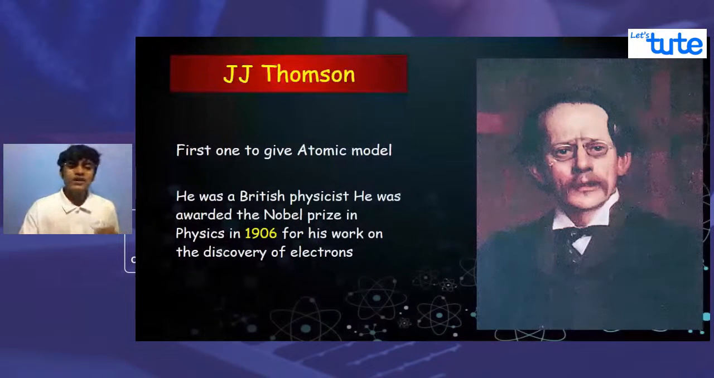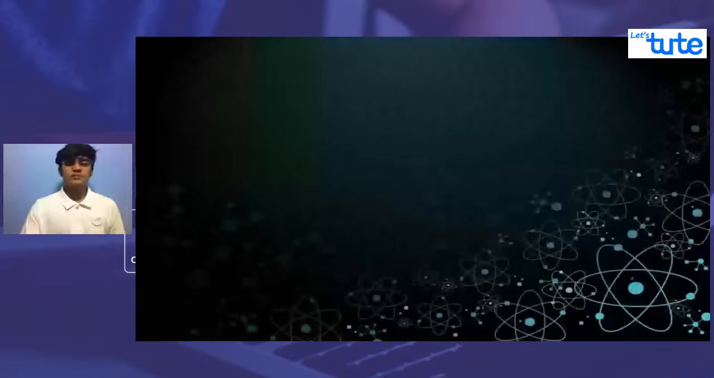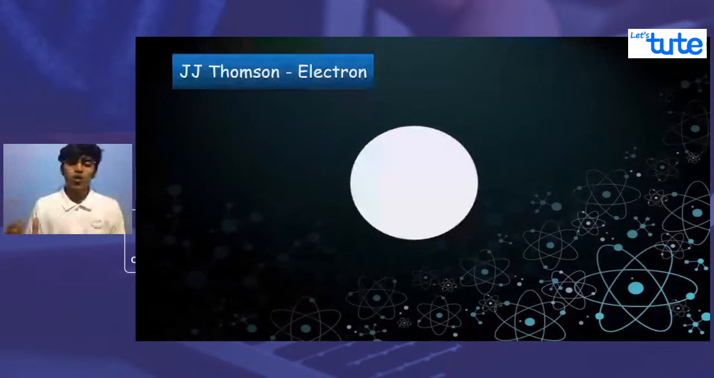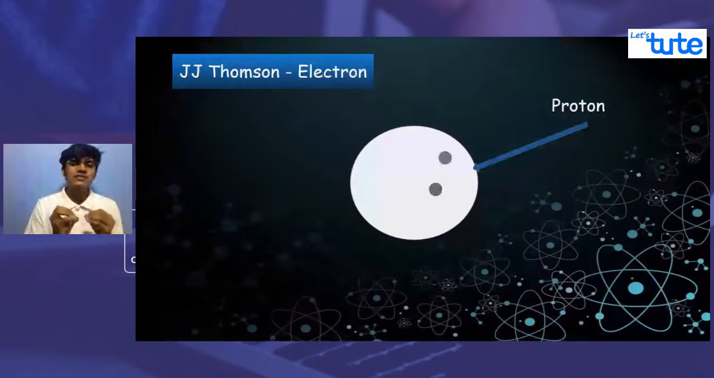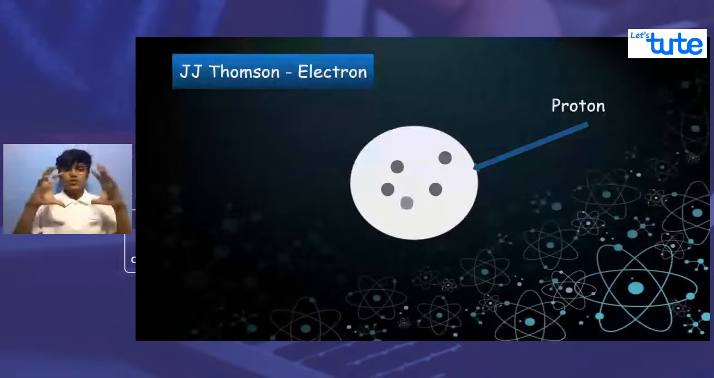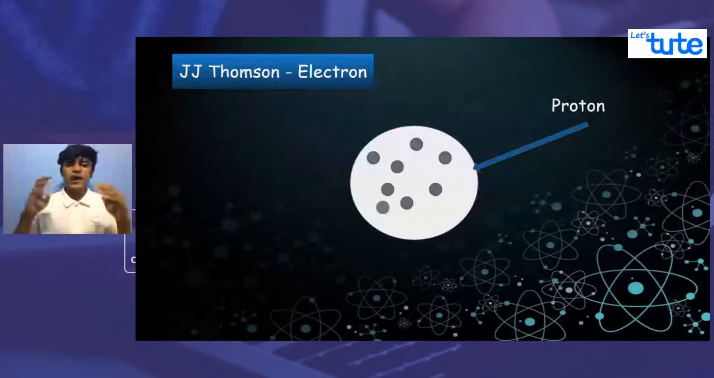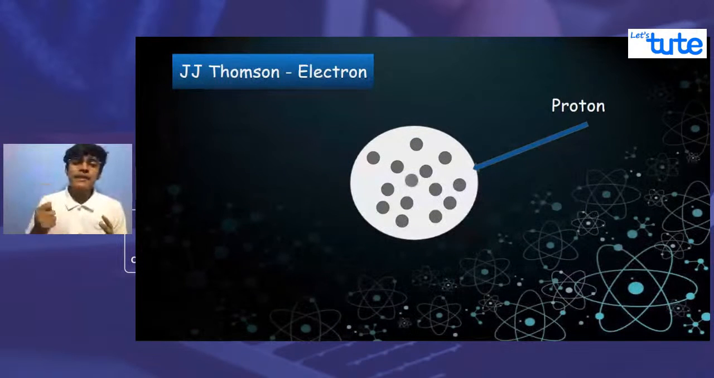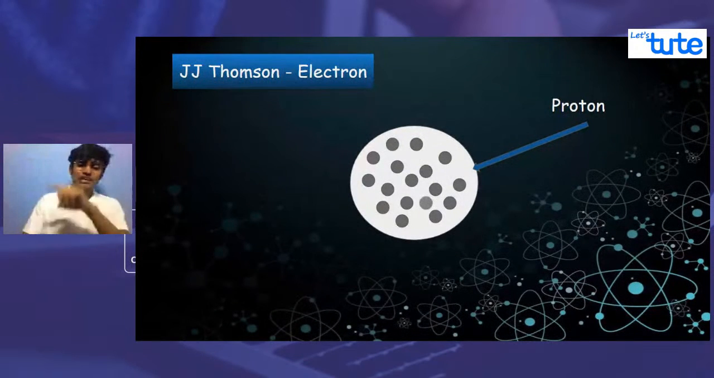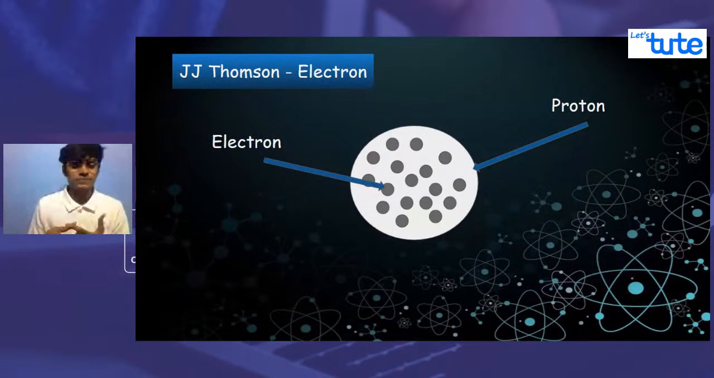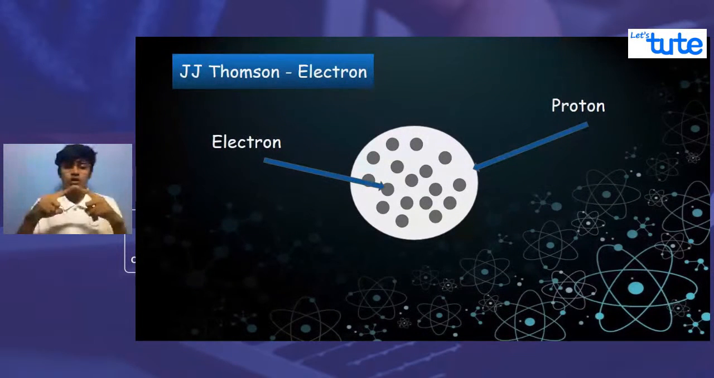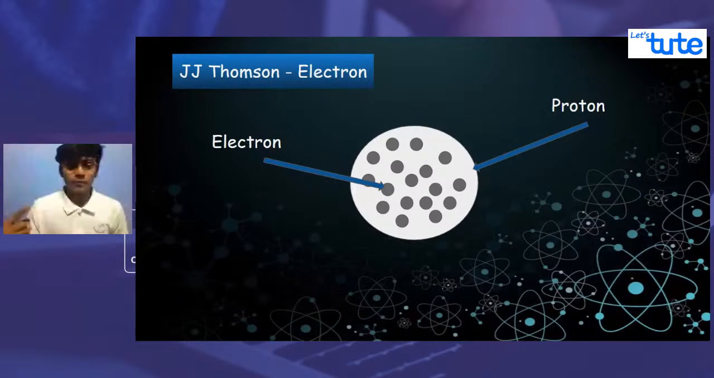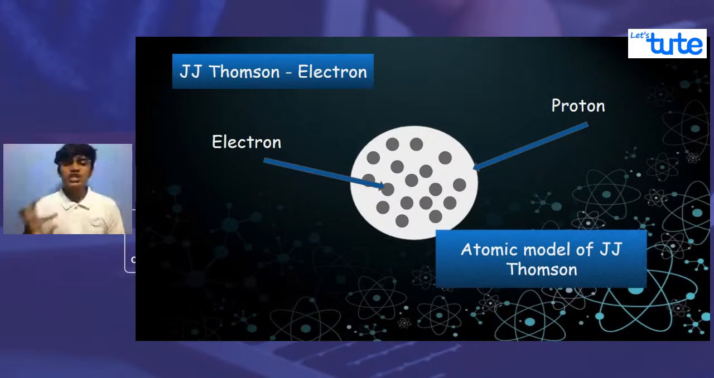Okay. Now let us try to understand the model which J.J. Thomson gave us. He gave us a model in which there was a whole sphere, considered as a proton, and many electrons embedded inside it. If you try to imagine the structure, there's a whole solid proton, and inside that there are many electrons embedded. All these black dots are electrons, and the whole white ball is proton. So this was the atomic structure given by J.J. Thomson.